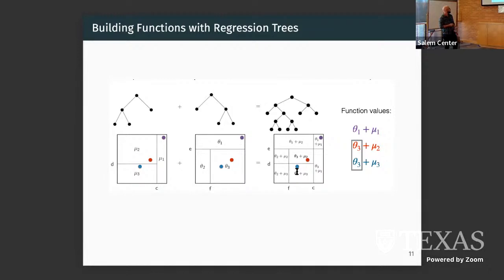The other knob that I have to control what's going on is the number of trees. If I only have one tree, then the function can only be so complex, given that I want the trees to be small and these function values close together. Does that kind of make sense?